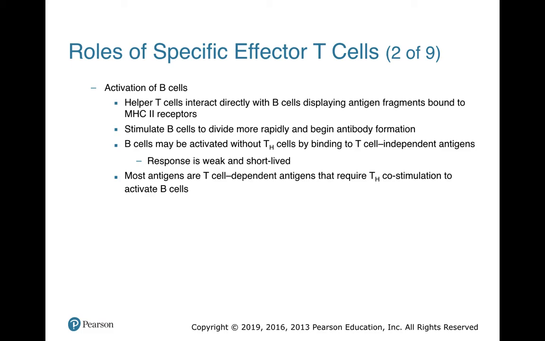T helper cells activate B cells, they stimulate them to divide, produce more antibody. Responses can occur without T helper cells, but they tend to be short-lived. They tend to be IgM only, and they're a limited number, and they are known as T cell independent antigens. Most antigens are T cell dependent antigens and require T helper cell co-stimulation.